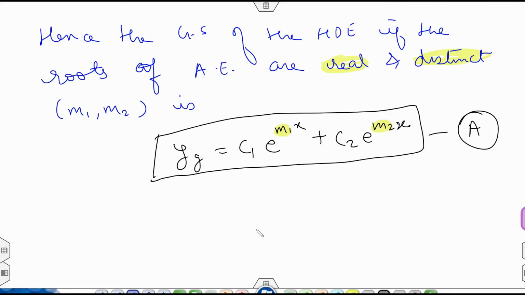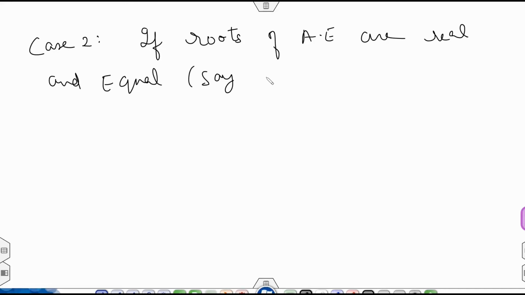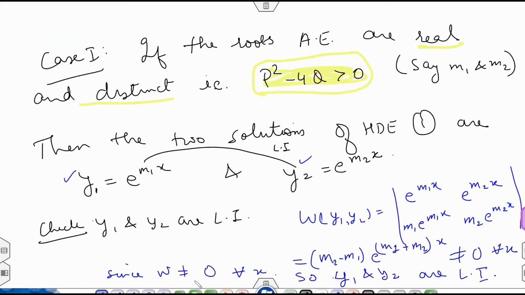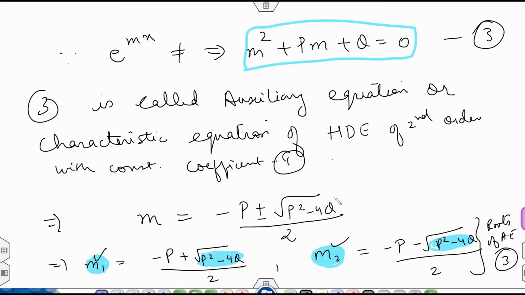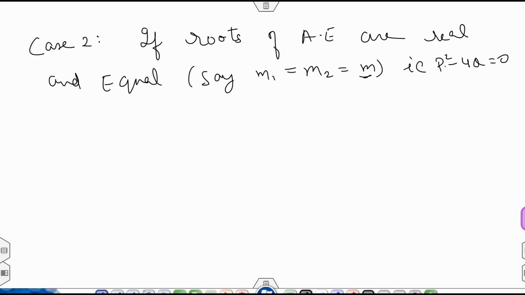Now let us discuss the other case where p squared minus 4q is equal to 0. Case 2: if the roots of the auxiliary equation are real and equal. I will say this as m1 equal to m2 equal to m. That is, this is equal to 0. Then only you will find that you are getting equal roots. If this value is equal to 0, then you will get two roots which have the same value, say m.